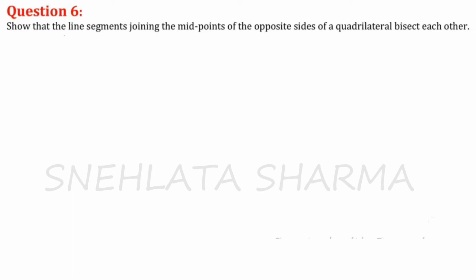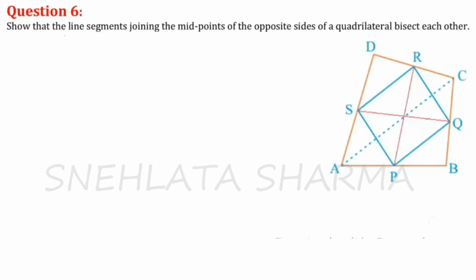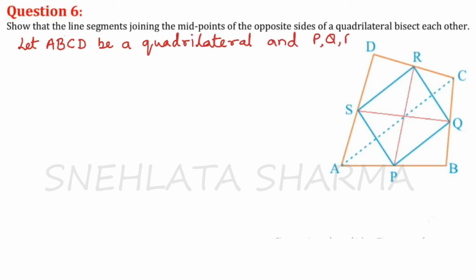Question number 6. Show that the line segments joining the midpoints of the opposite sides of a quadrilateral bisect each other. See figure. Here we have ABCD is a quadrilateral in which P, Q, R and S are midpoints of AB, BC, CD and DA respectively. To show that the line segment joining the midpoint of opposite sides of a quadrilateral bisect each other, we will prove that PQRS is a parallelogram and its diagonals bisect. So let's consider quadrilateral ABCD. Let ABCD be a quadrilateral and P, Q, R, S are midpoints of AB, BC, CD and DA.